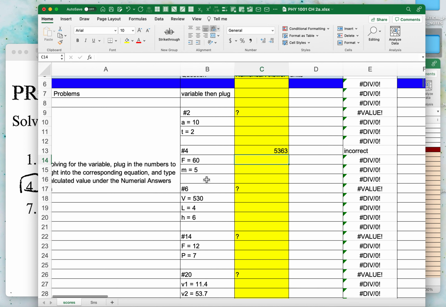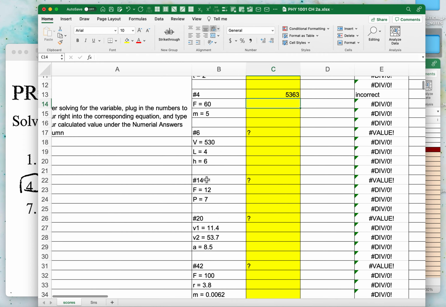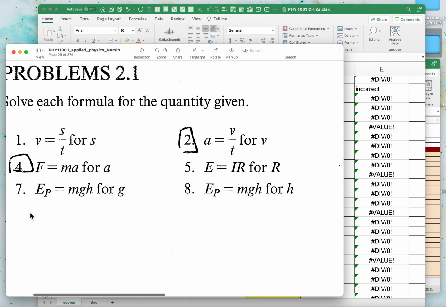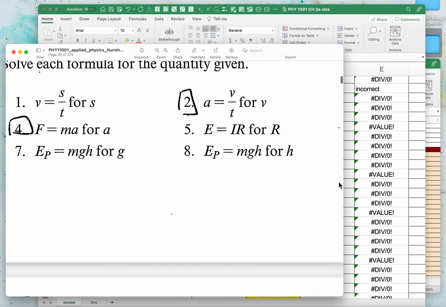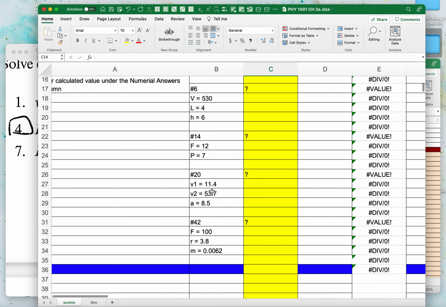So this is just going to be for Chapter 2 that you have to do this: you're going to look at the textbook, solve for variables, and before you plug it into the Excel file, you'll have to plug in these corresponding values for the variables.